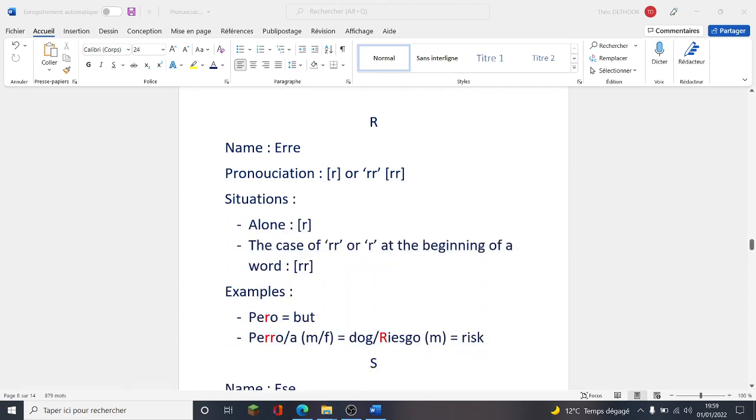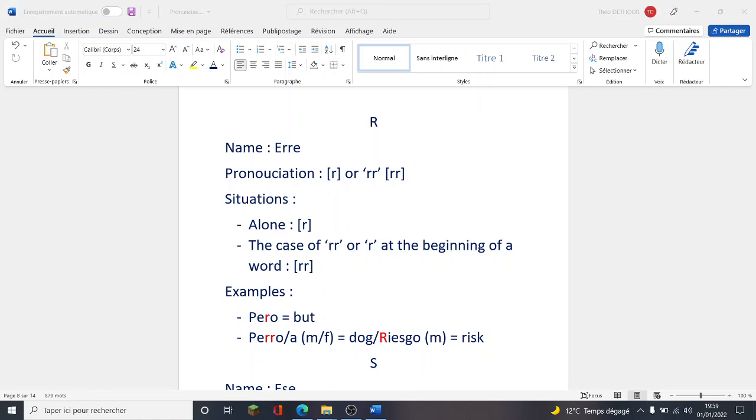Here is the letter R, and yeah, we also have two different cases. The letter R is called la R, and it can be pronounced R or R if it's doubled. And we'll see that we also have a little situation that is tricky about simple R. Let's focus on those situations. If the R is alone, it's pronounced R, but if it's the double R or a simple R at the beginning of a word, it's pronounced R, like a double R.